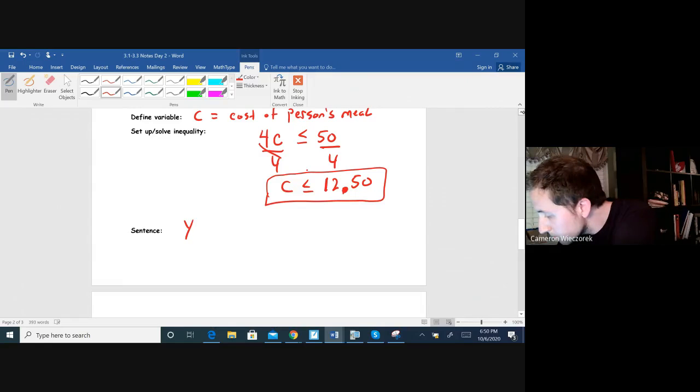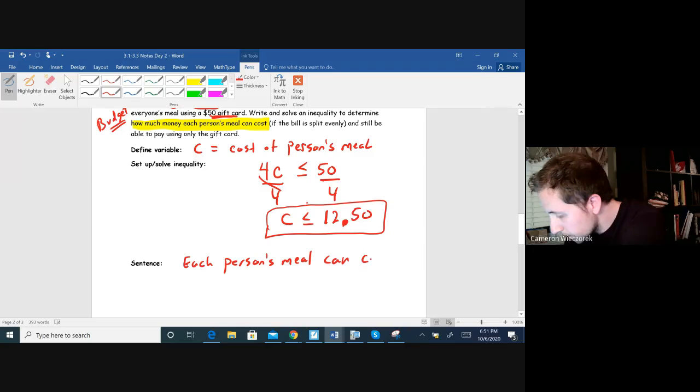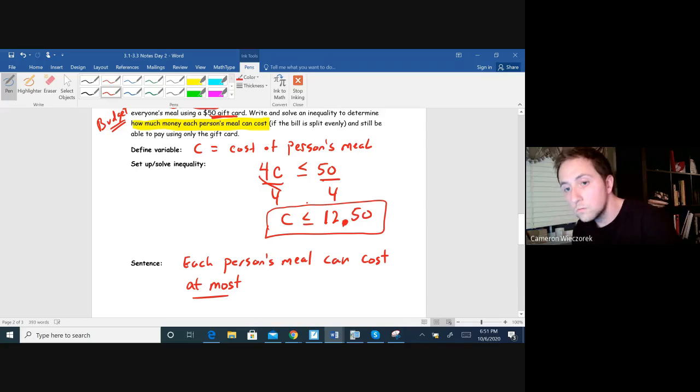the question asked, how much money does each person's meal cost? So I'm going to say each person's meal can cost, I'm going to use at most. That's usually my favorite phrase to use because it's the quickest. You could also say no more than. You could say a maximum of. Any of those phrases that I gave you in the chart on the front would work here. I just think at most is the most simple. So at most, $12.50.